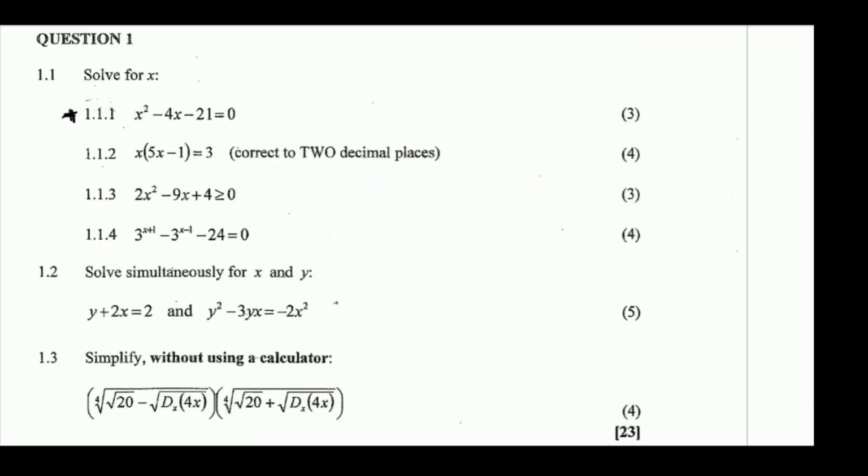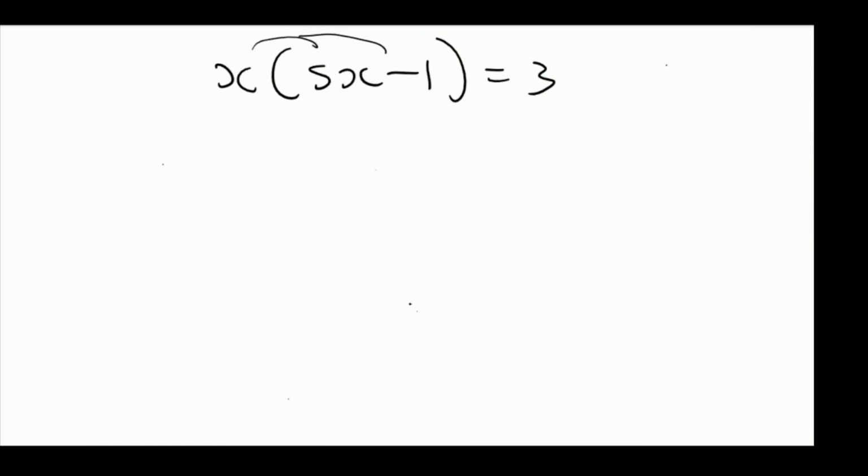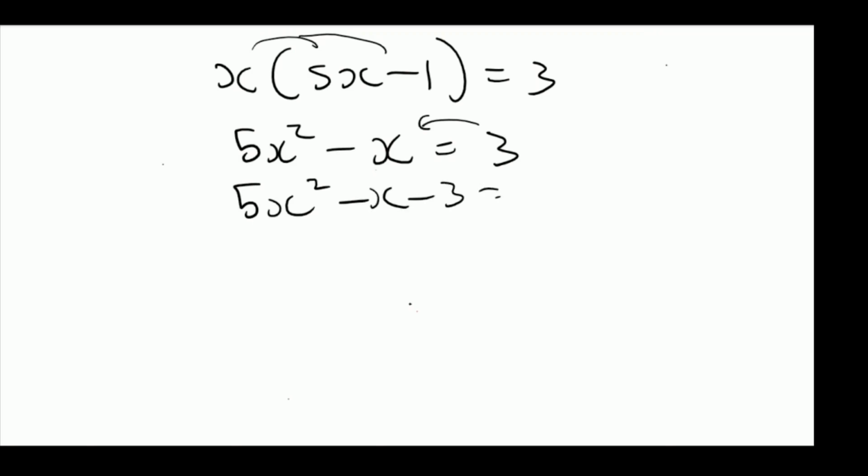Okay, right. Now we're gonna do 1.1.2. Okay, so we have x into 5x minus 1 equals 3. So the first thing we're going to do is multiply the x inside. So it's going to be 5x squared minus x equals 3. Transpose the 3 to the other side. We have 5x squared minus x minus 3 equals 0.